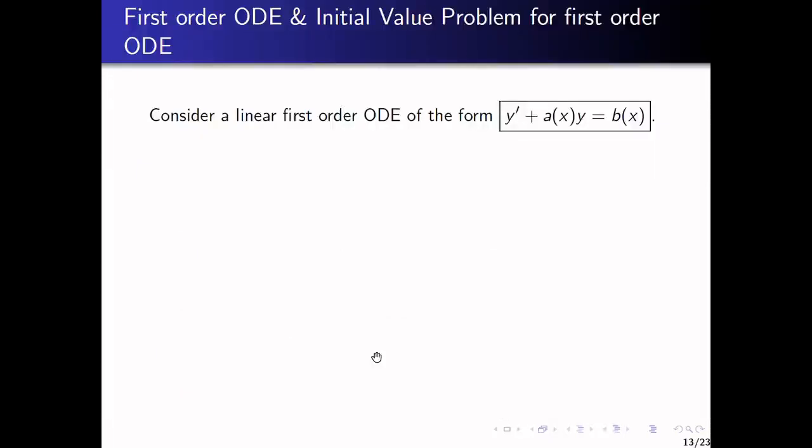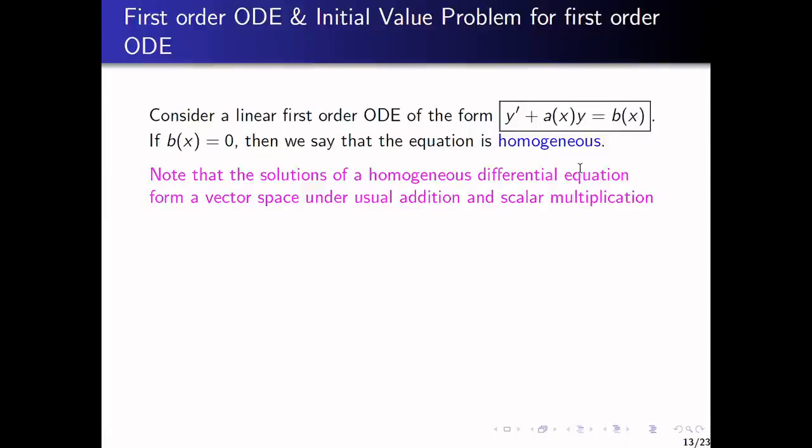We consider the first order ordinary differential equation of the form y dash plus a(x) y equal to b(x), where a(x) and b(x) are functions of x. If b(x) is equal to 0, then we say the equation is homogeneous. Now, the solution of a homogeneous differential equation forms a vector space under usual addition and scalar multiplication. You can easily see if y1 and y2 are two solutions of a homogeneous differential equation, then alpha y1 plus beta y2 is also a solution.